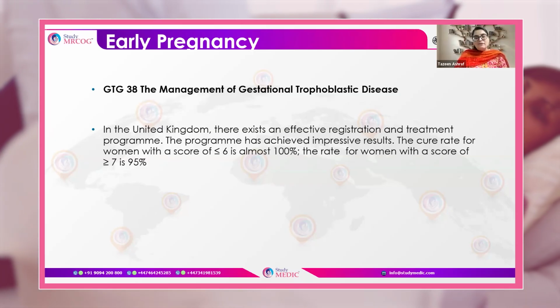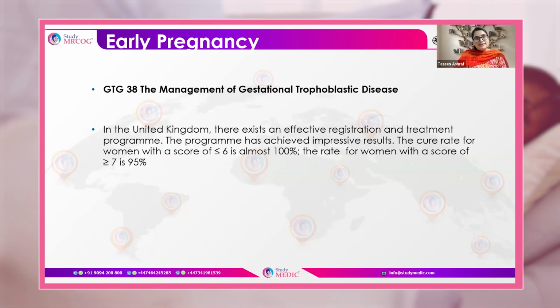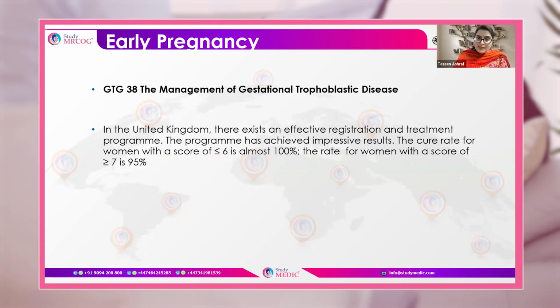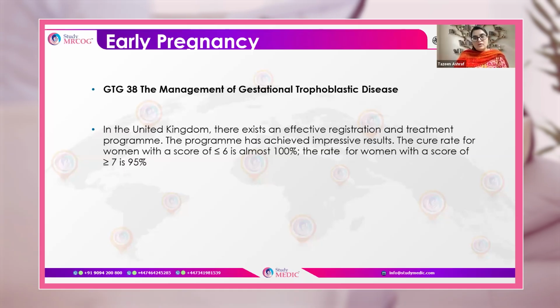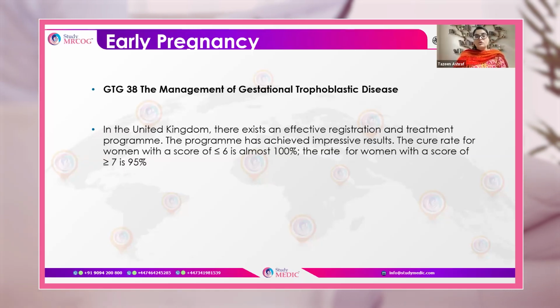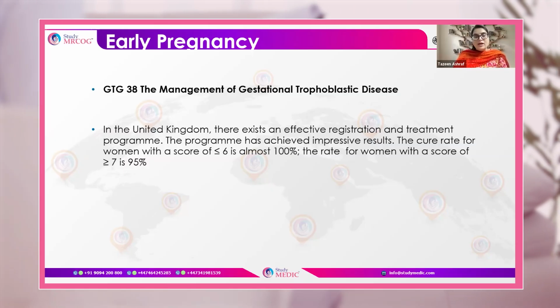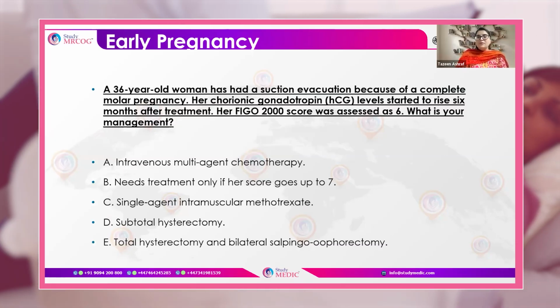You can say it the other way around: if the FIGO score is less than 6, we are going to give single agent chemotherapy, and the success rate is 100%. If the FIGO score is more than 7, we are giving multi-agent chemotherapy and the cure rate is 95%.